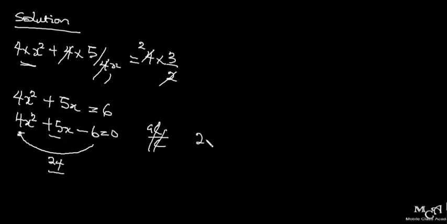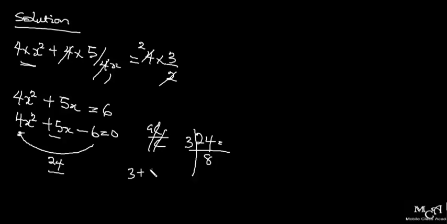Now we have 24. We are looking for two values such that when added will give us plus 5, when multiplied gives minus 24. Let's do 3. 3 goes here, that's 8. 8 times 3 gives what? 24.